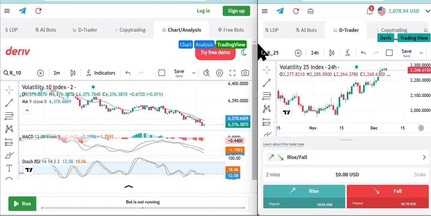And the moving average always shows you that when the moving average is above the candle, then that means the market is on a fall trend. And if the moving average is below the candles, then that means the market is on a rise trend. So that's what we always consider when analyzing the rise and fall market.